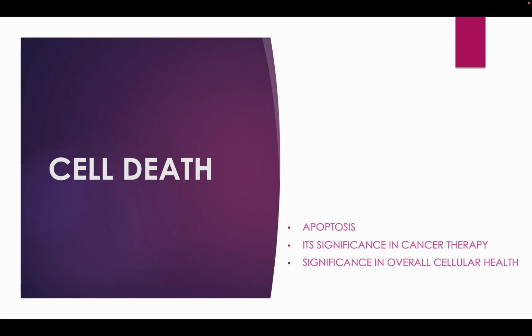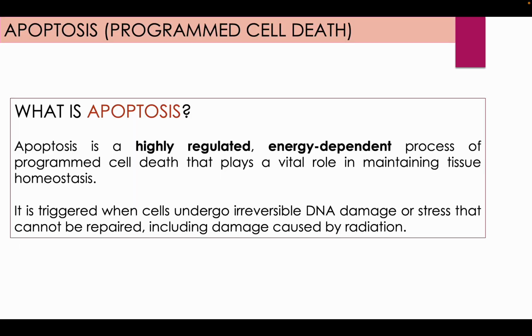So, among these four various mechanisms, apoptosis is one of the most critical and well-regulated forms of programmed cell death that is triggered by radiation. So, we will be discussing more on apoptosis on this topic. Now, what is apoptosis? Again, apoptosis is also known as programmed cell death. Apoptosis is a highly regulated, energy-dependent process of programmed cell death that plays a vital role in maintaining tissue homeostasis. It is triggered when the cells undergo irreversible DNA damage or stress that cannot be repaired, including the damage that is caused by radiation.